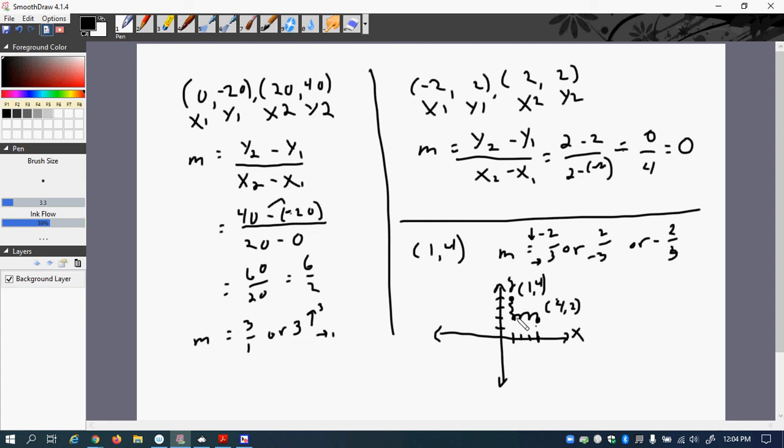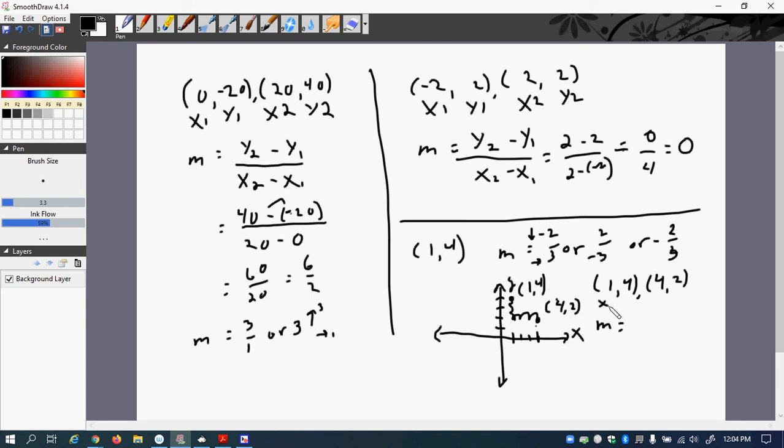So going down 2 from that 4 is 2, and then going to the right 3 would make that 4. Okay, so now I know the two points. My two points are (1, 4) and (4, 2). And I should get negative 2/3 as my slope.